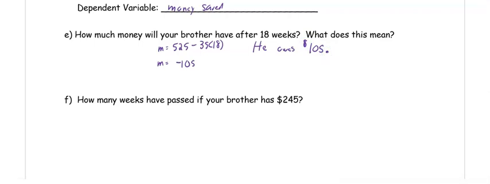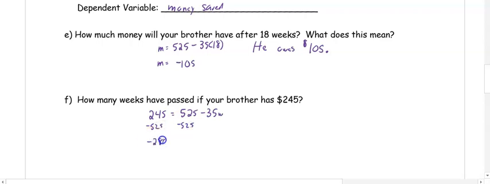How many weeks will pass if he has $245? So 245 equals 525 minus 35W. We can subtract 525 from both sides. So we get negative 280 is equal to negative 35W. When we divide, we get W is 8, so 8 weeks.